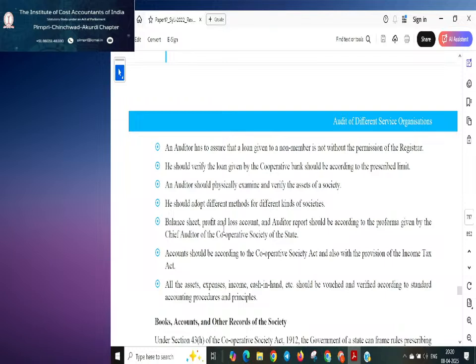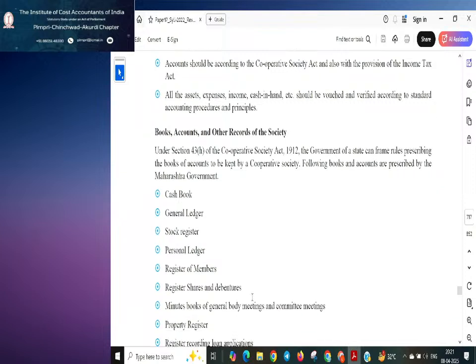Balance sheet, P&L, auditor report, it should all be according to the pro forma that is given by the chief auditor of the cooperative society of the state. Accounts should also be according to that act and also with the provision of the Income Tax Act. So you should go with these two acts. All the assets, expenses, income, cash in hand, etc. should be vouched and verified according to standard accounting procedures and principles.